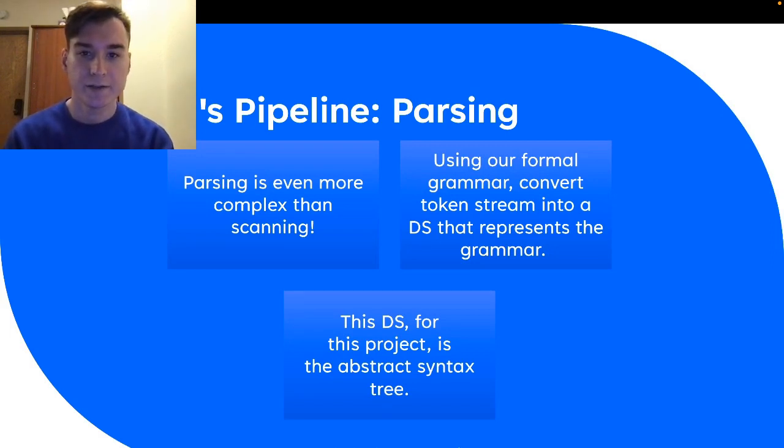Following scanning is the parsing phase, and one common trend throughout all these filters is that they're increasingly more complicated than the previous one. So parsing is more complicated than scanning, at least in my implementation. But actually, this is where we connect the formal grammar that we've already defined, and we represent it as a data structure. This data structure goes by many different names, but the one that I'm currently using is called an abstract syntax tree.